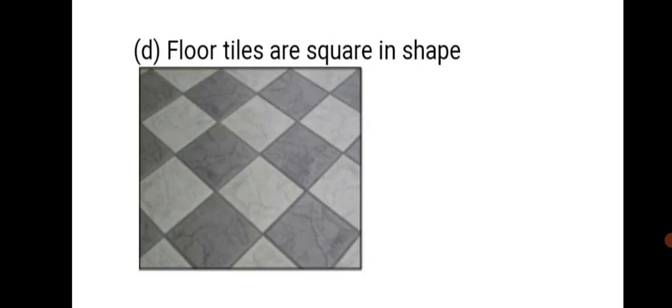And one more, we can say floor tiles are square in shape. So you can show square tiles. So you can show these 4 as your answer, or any of your choice. For any shape, you have to say which shape it is and how many sides.